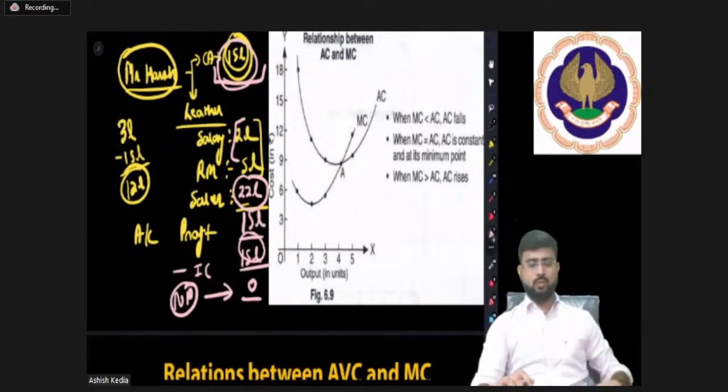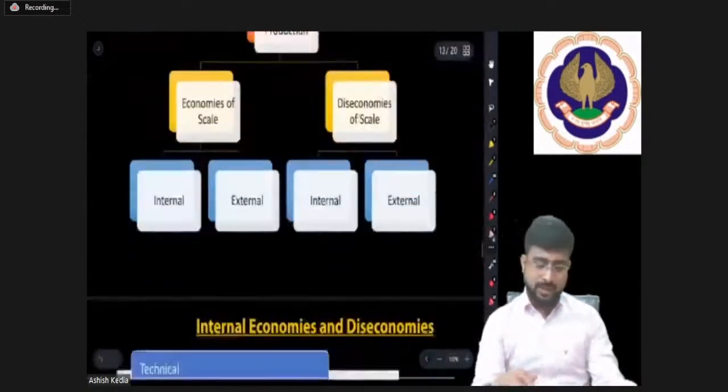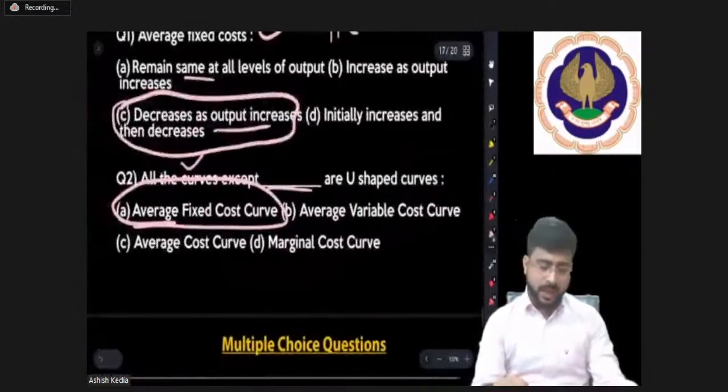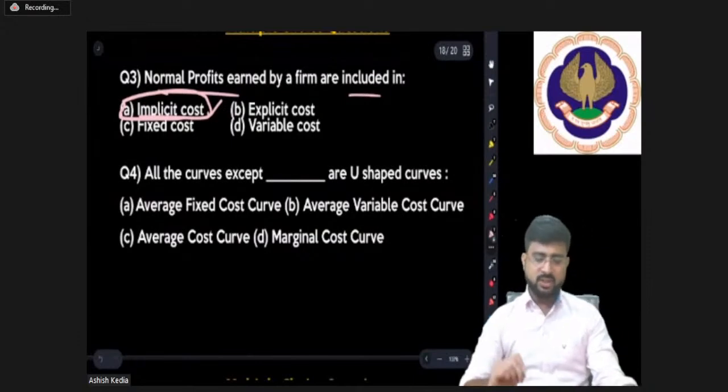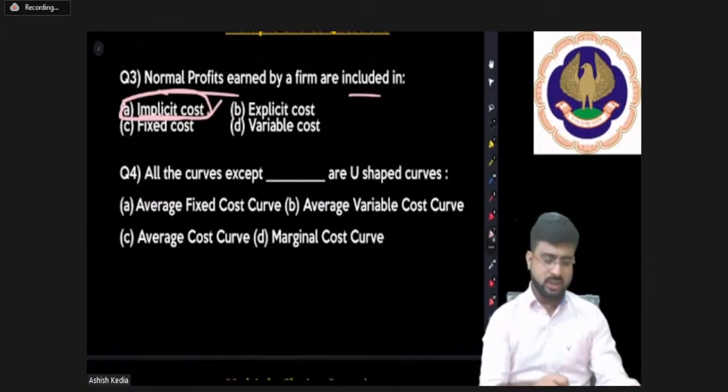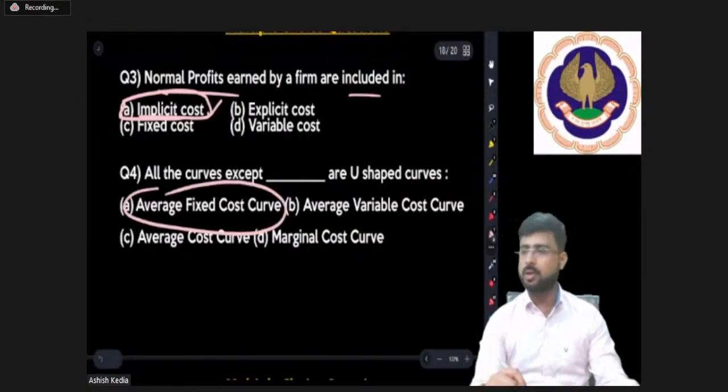Yes, very good. And that's why, my dear friends, I told you that normal profits are included in which one? Implicit cost. This one is a repeated question, obviously, so I'm not answering this.